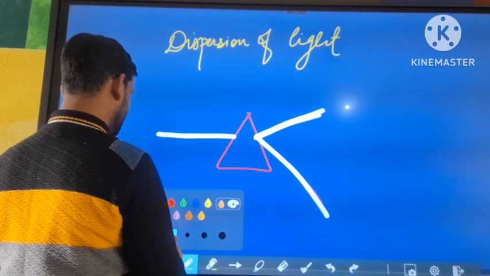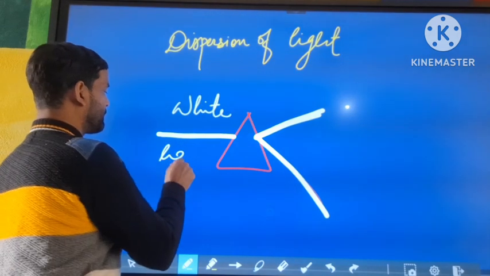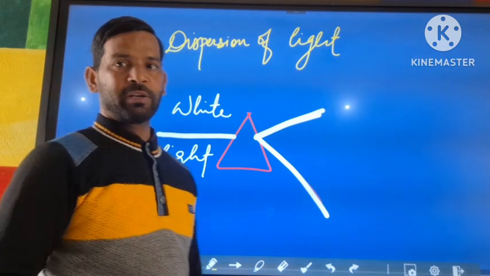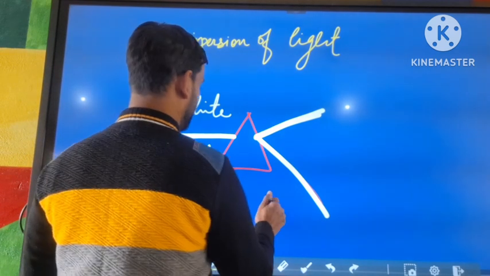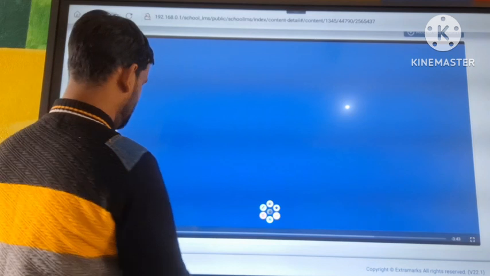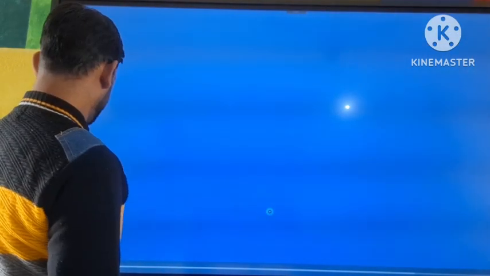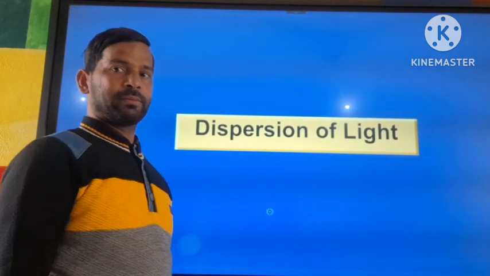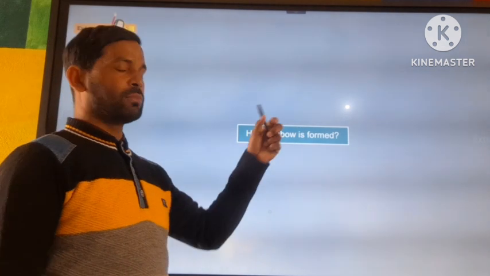This is the single white light. How is white light displayed in different manners or different colors? Let's observe how it could be. If you observe, there is a rainbow, the dispersion of light. In that particular portion, we'll have to learn how this rainbow appears. This rainbow appears due to what? How is the rainbow formed?